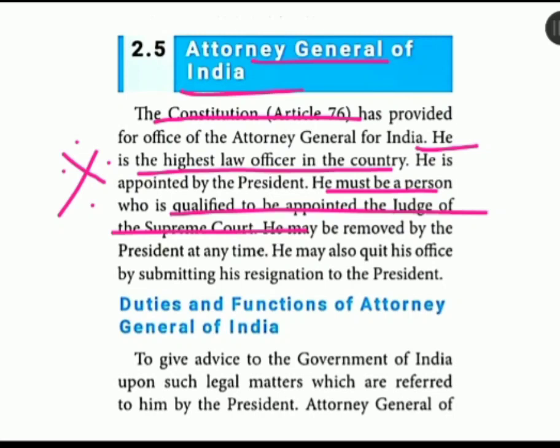He can become a judge of the Supreme Court. So that much power he has. Who appoints him? He is appointed by the President. Moreover, he can be removed from office at any time. The President only has the power to remove the Attorney General of India from his post at any time.